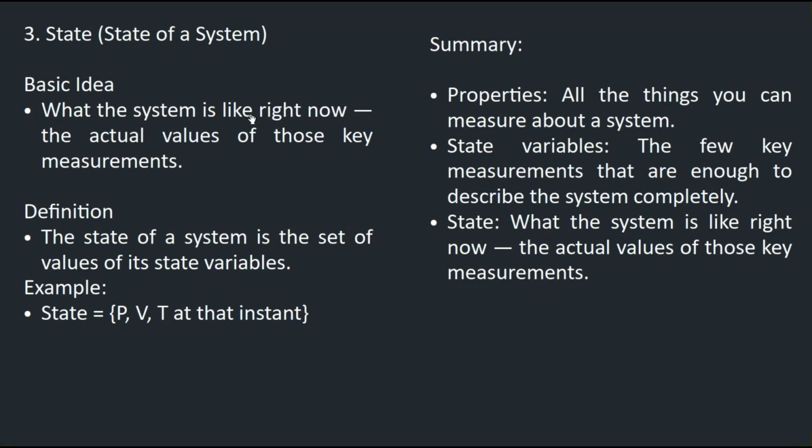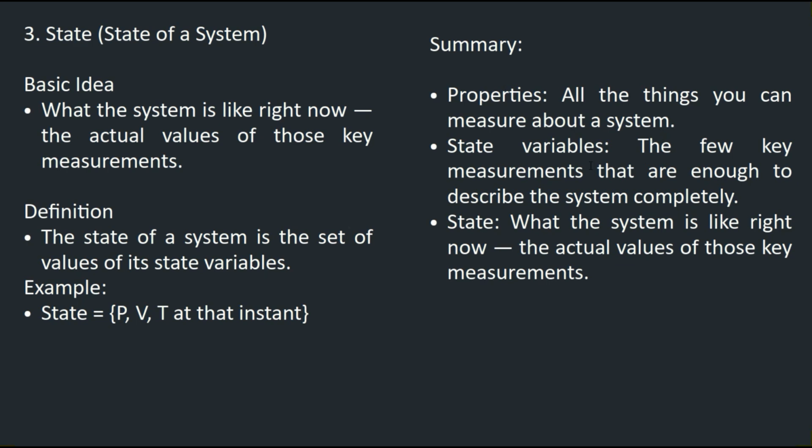State is nothing but what the system is like right now, what actual values of those key measurements. What's the actual value basically? State of a system is the set of values of its state variables. Sorry, I'm kind of skimming it, not reading it exactly. So P, V and T at that moment, for example. So all in all, properties are all the things that you can measure. State variables are, you pick out a few things from the properties and you're done.